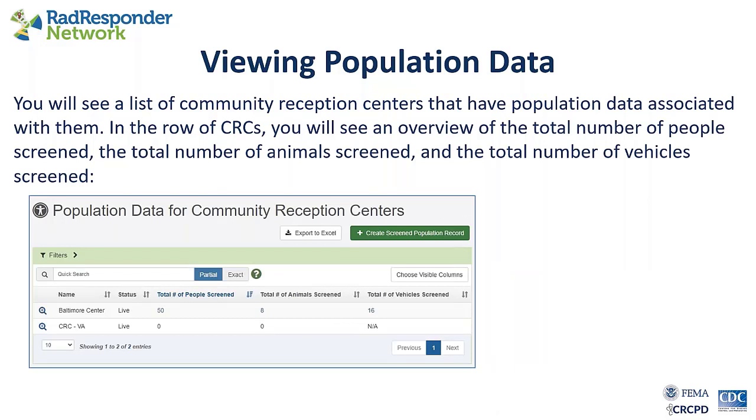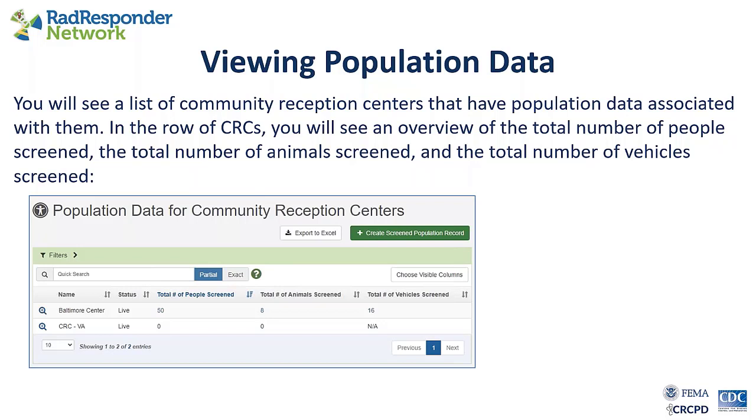This page is going to list all of the community reception centers that have population data associated with them. So for this event, I have 2. You'll then see an overview of the total number of people screened, the total number of animals screened, and the total number of vehicles screened. This is a cleaned up view of what previously existed. So you're going to have a couple more clicks in order to view the greater details, but it's going to make these tables a lot clearer and easier to read.